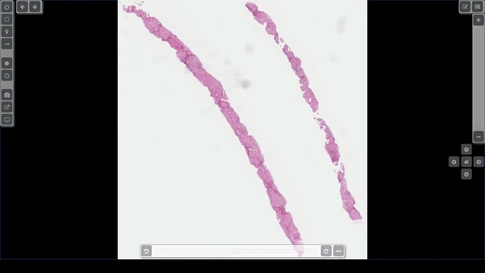Please note that non-alcoholic fatty liver disease and alcoholic fatty liver disease have similar pathology. They both also have a spectrum of disease depending on the clinical course of the disease. Let's go on to our next case.